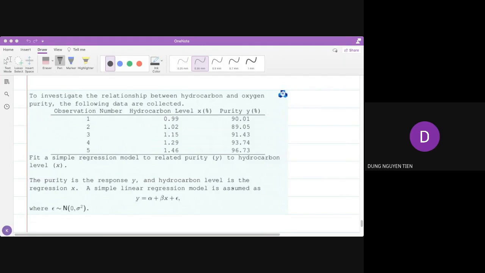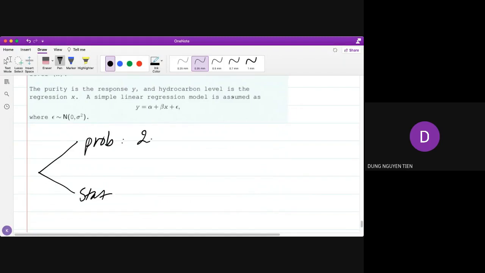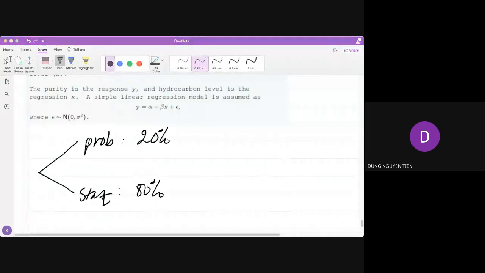The exam will cover everything we learned from the beginning to linear regression. You studied two parts, probability and statistics. 20% of the score will be about probability, and 80% will be about statistics. And the format will be a combination of multiple choice and written test.